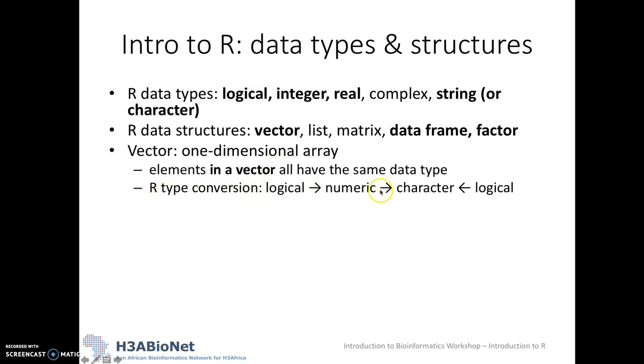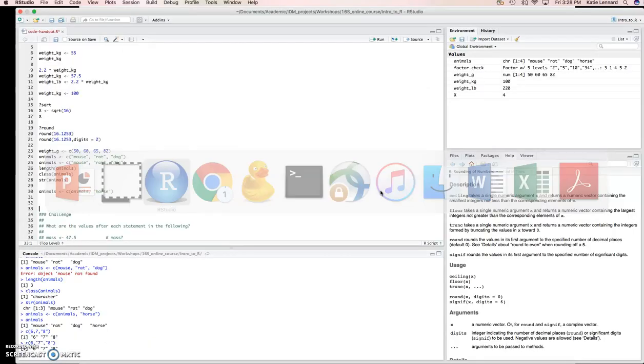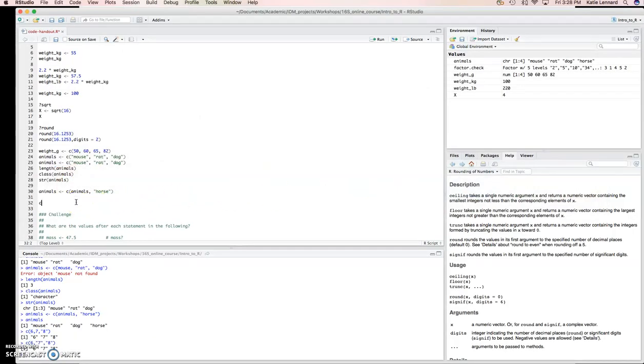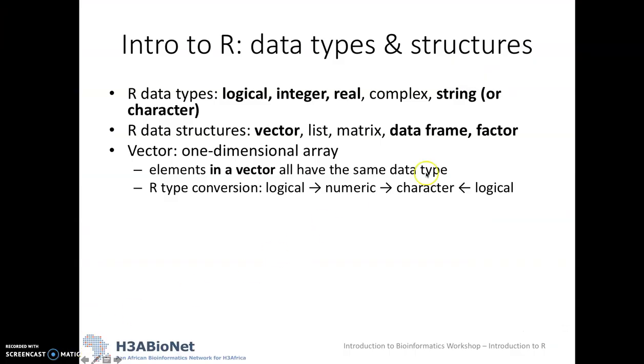So let's have a look in RStudio. Try and make a vector with both numbers and characters, and there you can see the 9 is a character. R will actually go and convert your whole vector to only characters. And that's because numeric gets converted to characters in R. So that's important to remember.